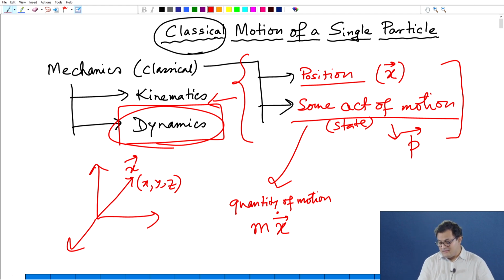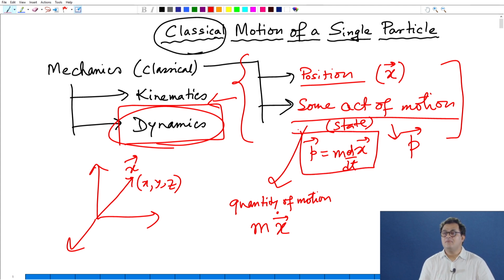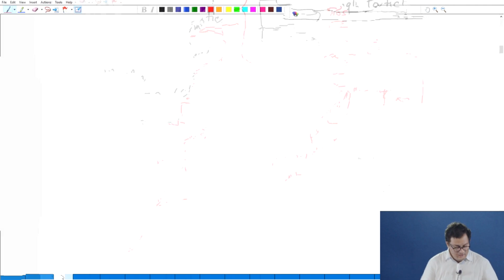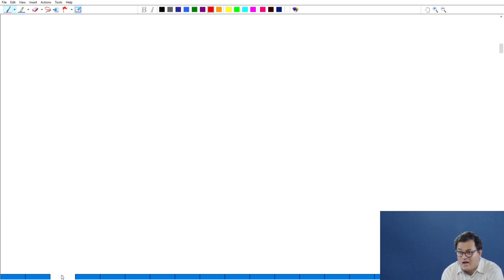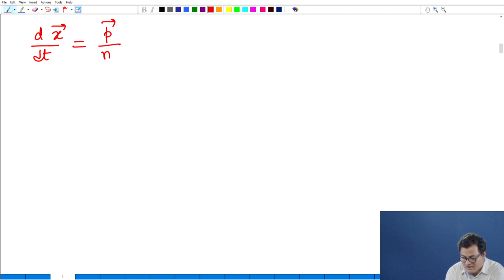Then I can actually see that this p is simply related to this x by m and d/dt of this x vector. So, this is just something which we gain from experiments and experiences. Now, if you want to understand how they are related, of course, I can write the first one: dx/dt is nothing but this p by m. I hope I have written it perfectly.